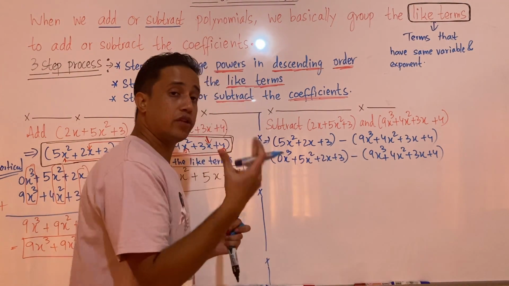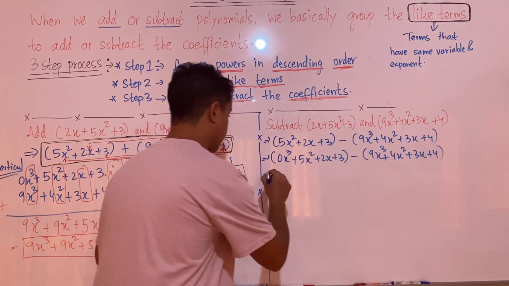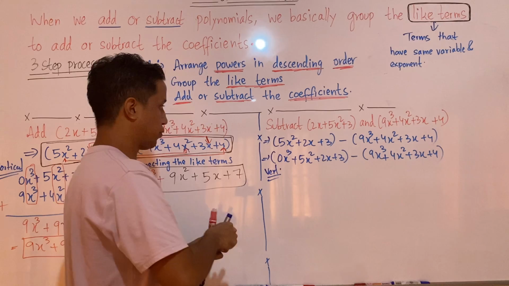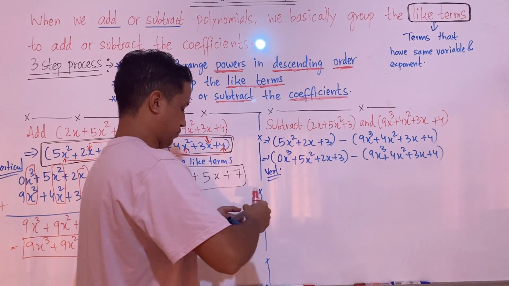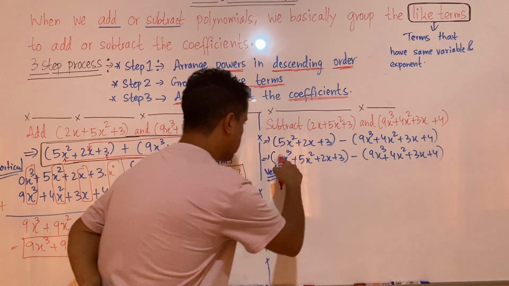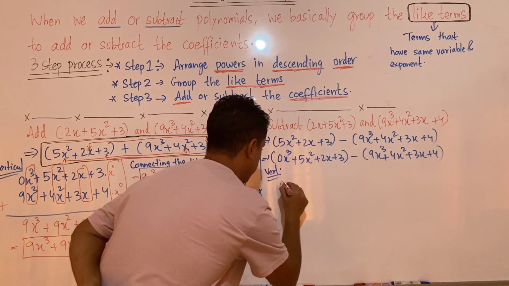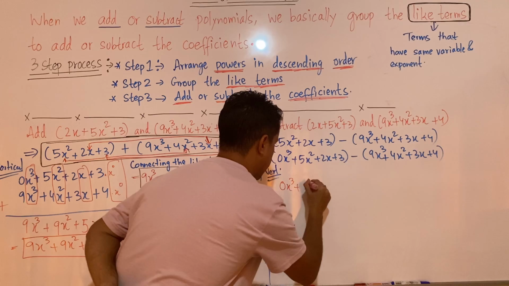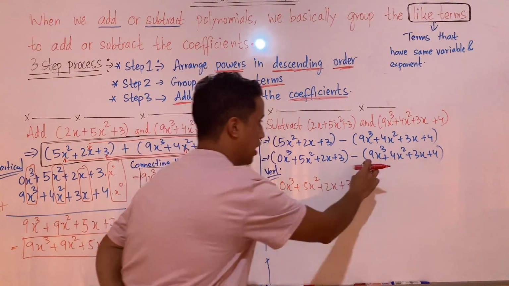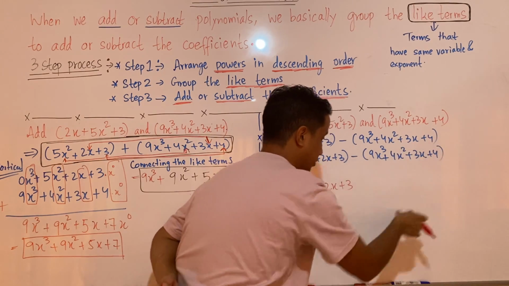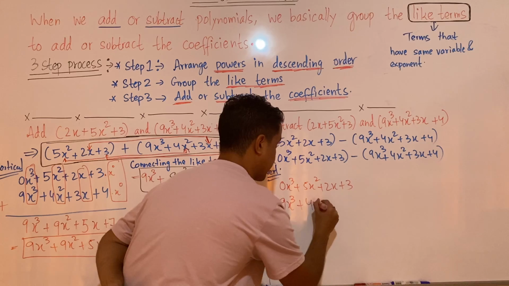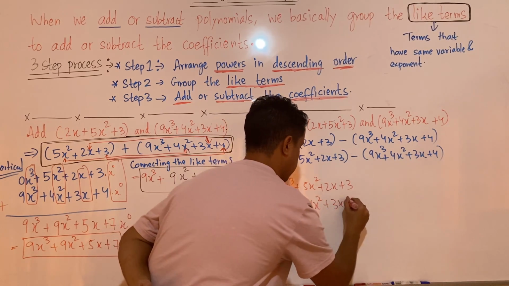Okay, so in both the methods basically we deal with the like terms. First let's do it with the vertical method. In vertical, 0x cubed plus 5x squared plus 2x plus 3, this is my first expression. I will put the second expression under this expression, 9x cubed plus 4x squared plus 3x plus 4.